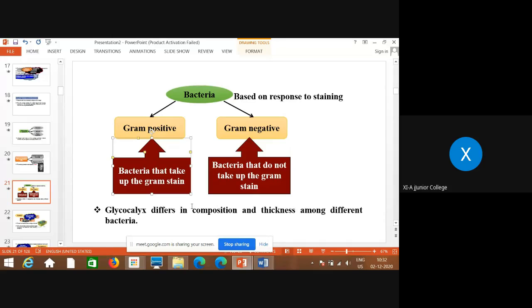So remember now, this glycocalyx is the outermost layer, and the entire three-layered structure is called the cell envelope. And depending on the chemical composition and the staining, whether they take the stain or do not take the stain, accordingly they are known as gram positive and gram negative.